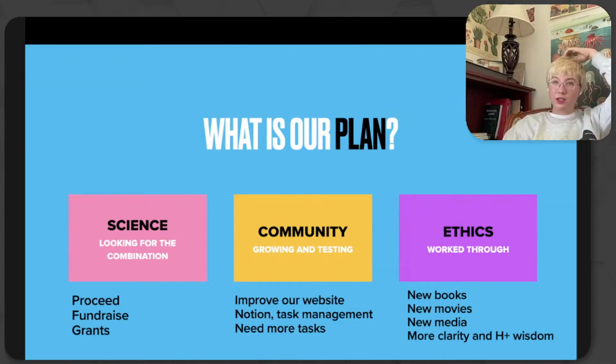So what is our plan right now as Open Longevity? We proceed with our scientific projects. We fundraise for them, and we tend to give out more grants than salaries. That's what we do there. Community, yes, we will try to improve our website to be more clear with our communication. I'm not entirely happy with it right now. So many new things were created just recently. It's not there on the website yet. Sorry for that. Notion and task management tools will be there. If we're talking about organizing the work, we need some more task management tools, and we need more tasks, obviously. And as for ethics, we're writing books, we are creating new movies, we're interested in new media, and we're sharpening our clarity and transhumanistic wisdom every day, writing texts about it.